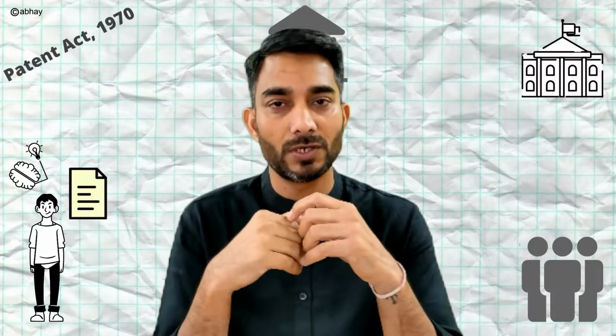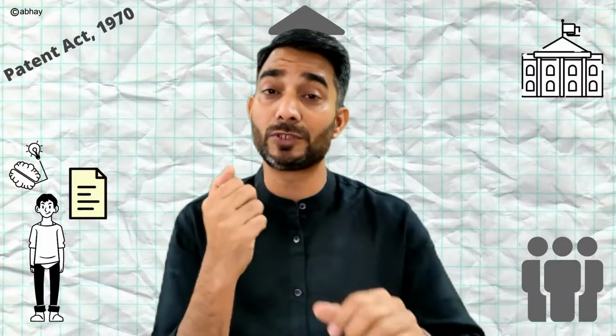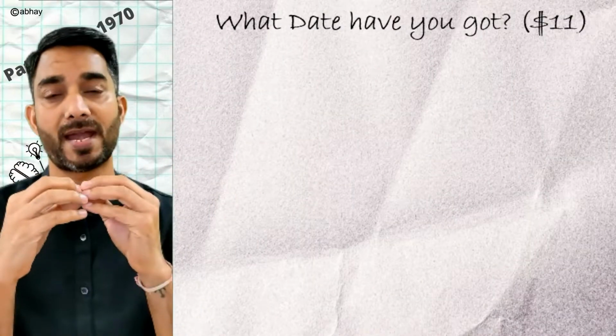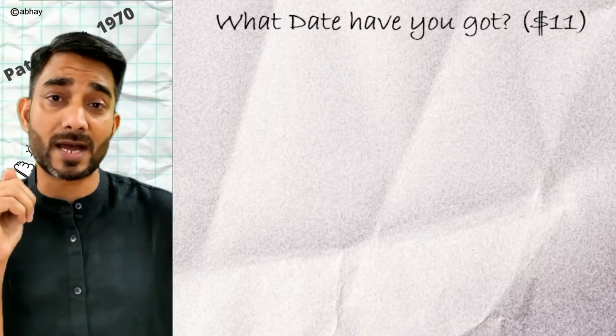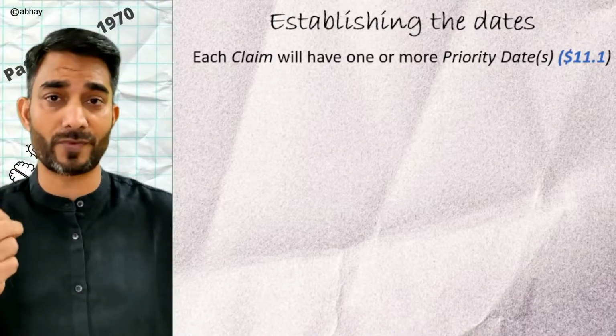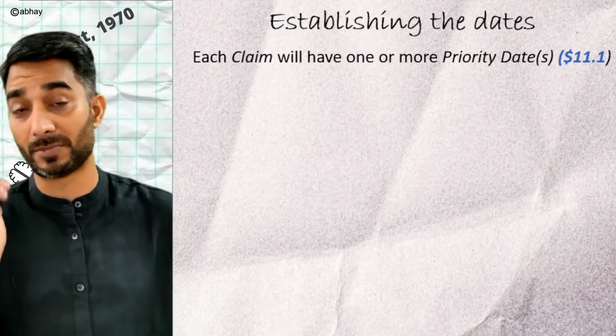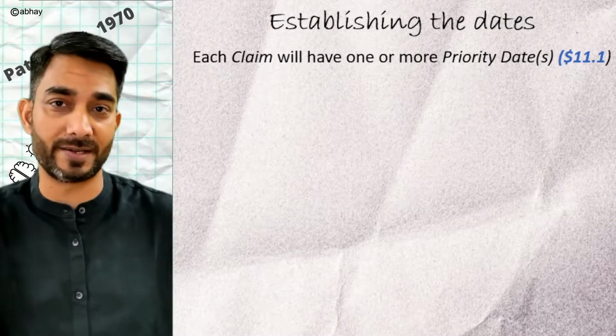In this video, we will be discussing Section 11, which provides us with a set of guidelines to correctly identify the priority date. Section 11 starts by stating that every claim of an application will have one or more priority dates. But the question is, how do we identify the priority dates?